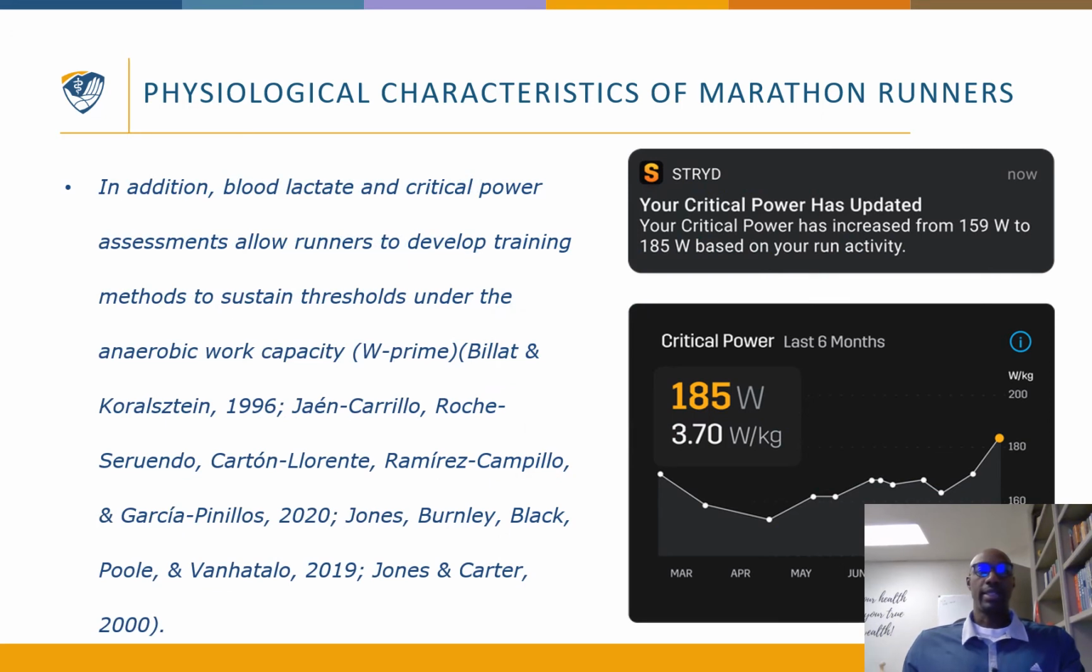So when you look at the additional characteristics, there are a number of things that occur, and most athletes think of lactate. So we'll talk about blood lactate and critical power. These assessments allow runners to develop training methods to sustain thresholds under the anaerobic work, which is W prime. Underneath that W prime, you're able to theoretically sustain a power output for a longer bout without tapping into, let's say, creatine phosphate and all these other storages to use additional resources. And you're able to sustain a little bit longer.